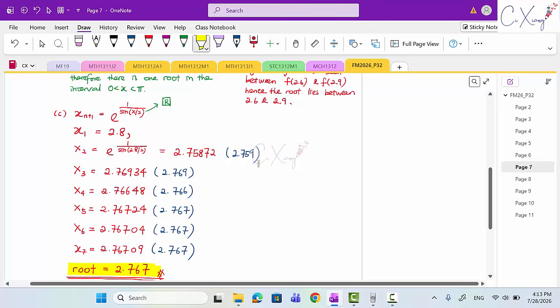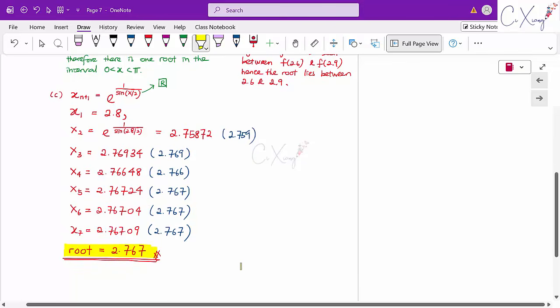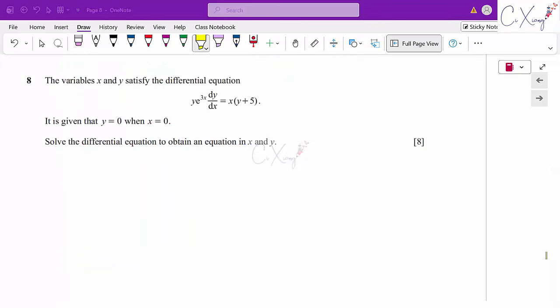Alright, so basically this is how we solve this question number 7, to get the root by using the iteration formula. Alright, so question number 8, the variable x and y satisfy this differential equation given.